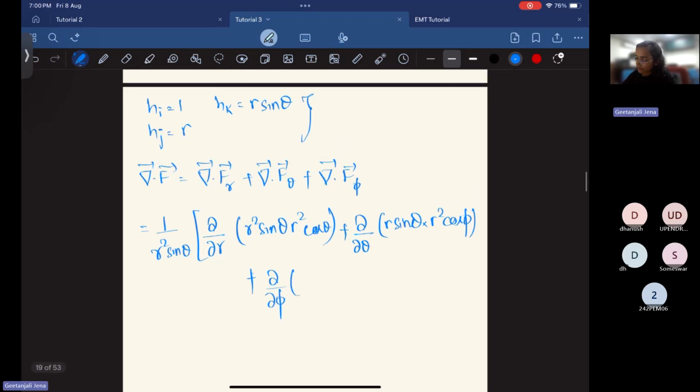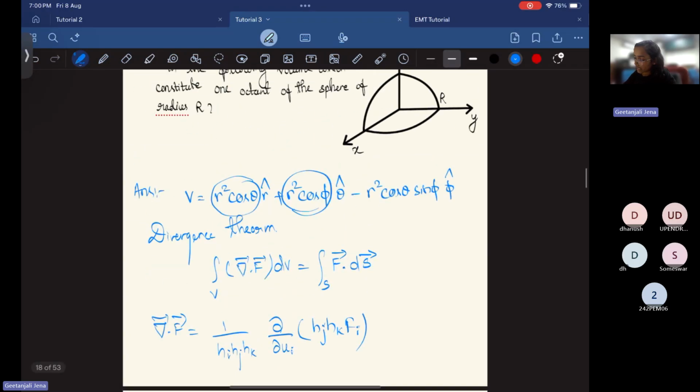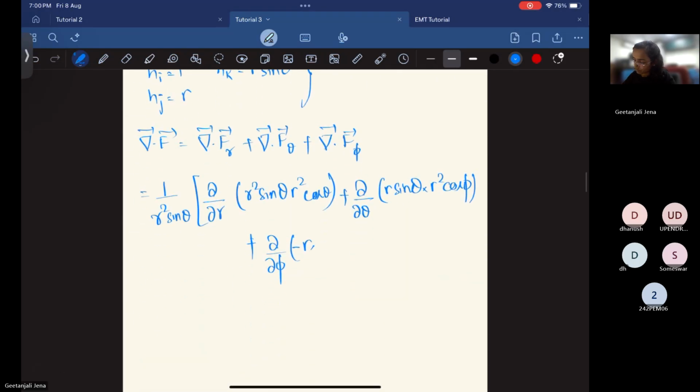Okay. So for phi, this is r, and F of phi is minus r square cos theta sine phi. So r square cos theta sine phi.